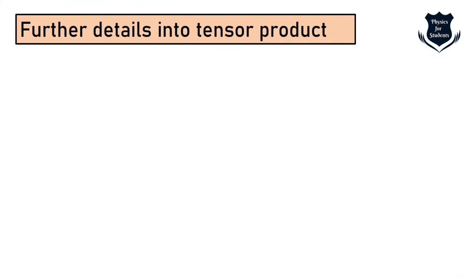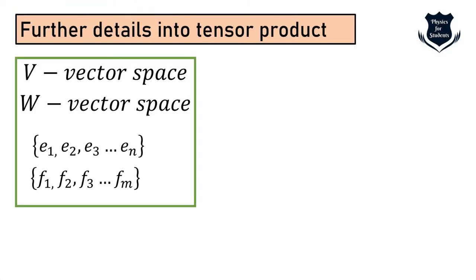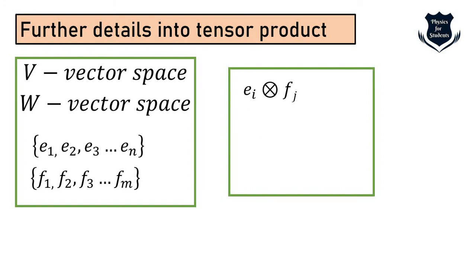So let us look a little bit more into the tensor product. Let us suppose that V and W are two vector spaces, and we have e1 to en and f1 to fm as the bases of V and W. Then we define nm basis vectors on this, with i going from 1 to n and j going from 1 to m.